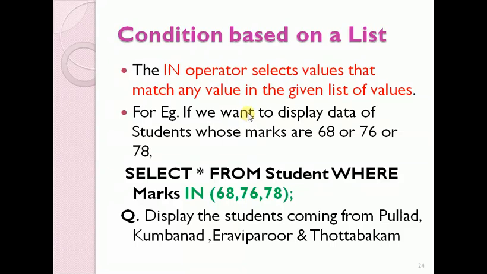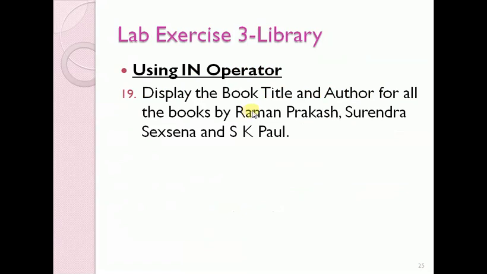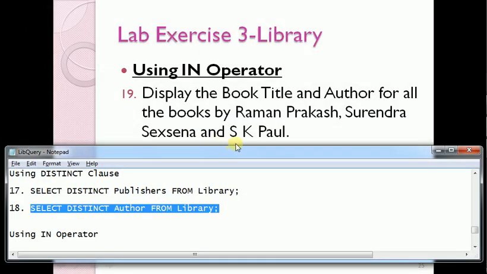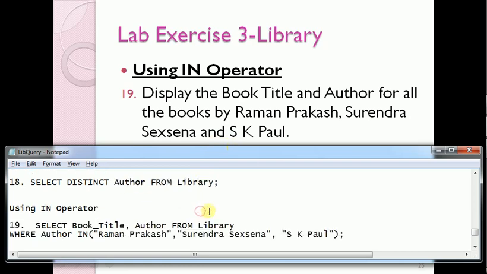So let's see some questions related to the library table. Display the book title and author of all the books by Raman Prakash, Surendra Saxena and S.K. Paul. We want to see the books of these three authors only. The three authors' names are already mentioned, so let's see how we can write the query.